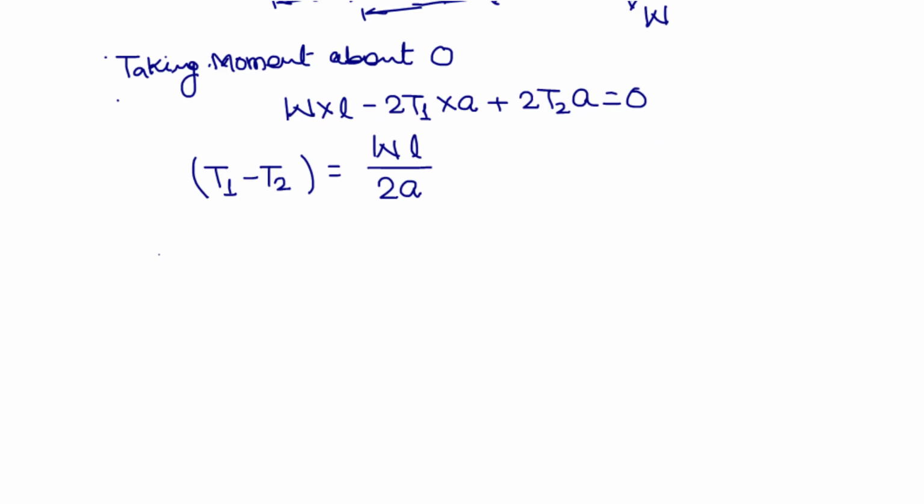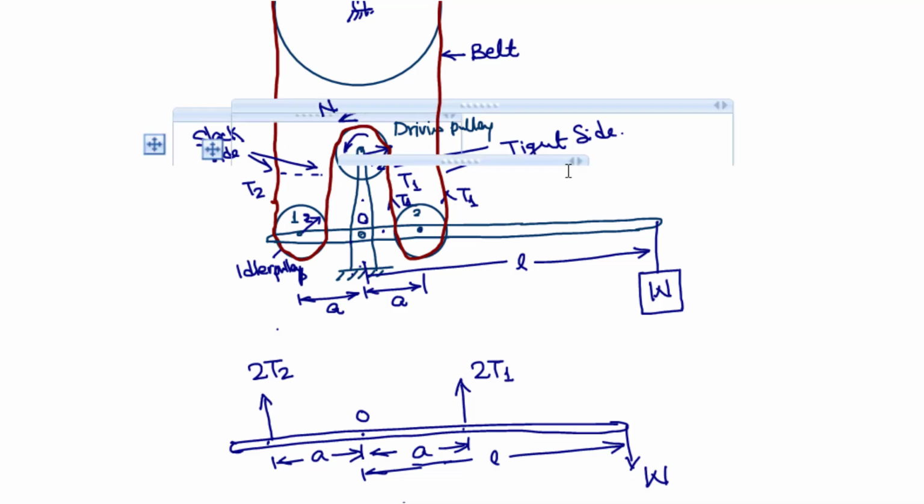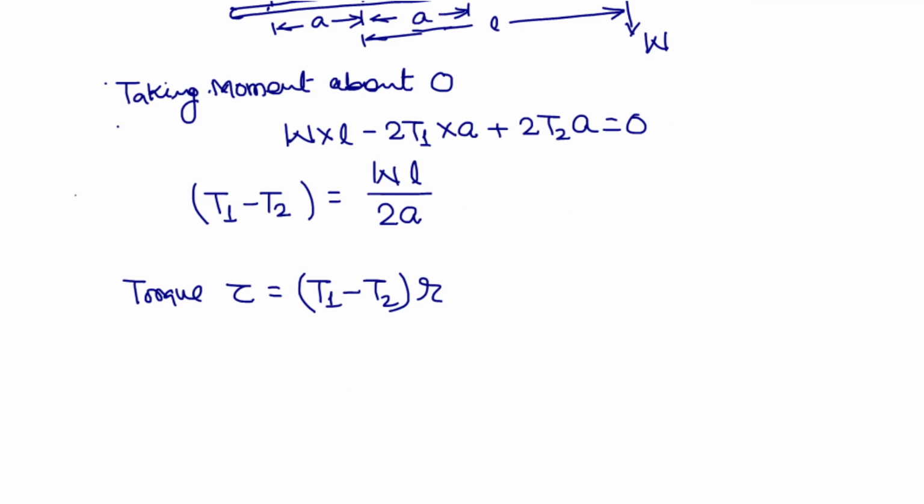Then torque equals (T1 minus T2) into the radius R. Suppose the radius of the driving pulley is R and the rotational speed of the driving pulley is N, then the power output P equals torque into omega.